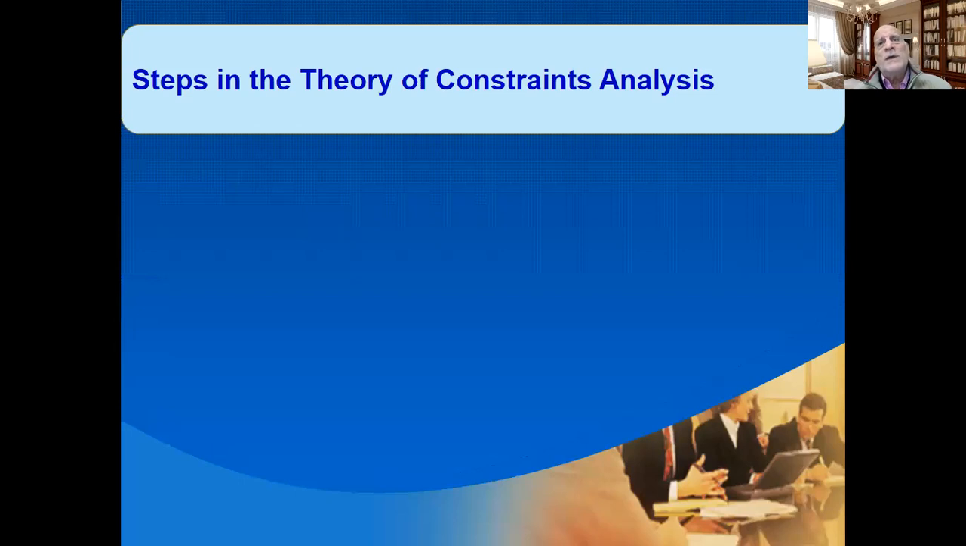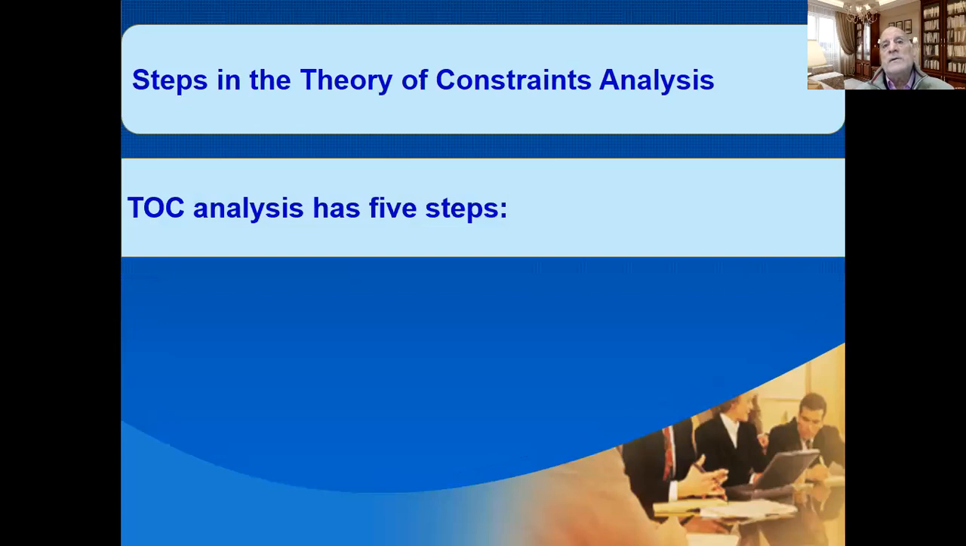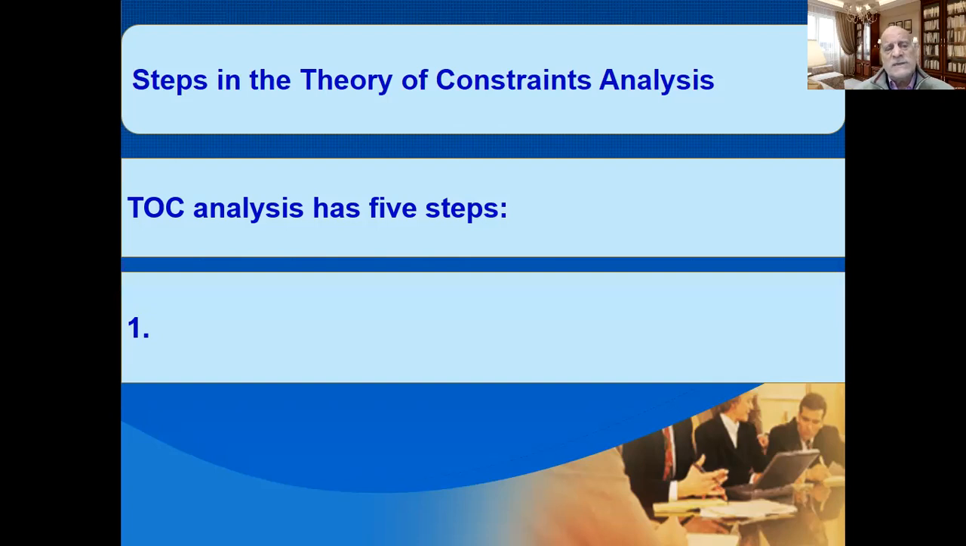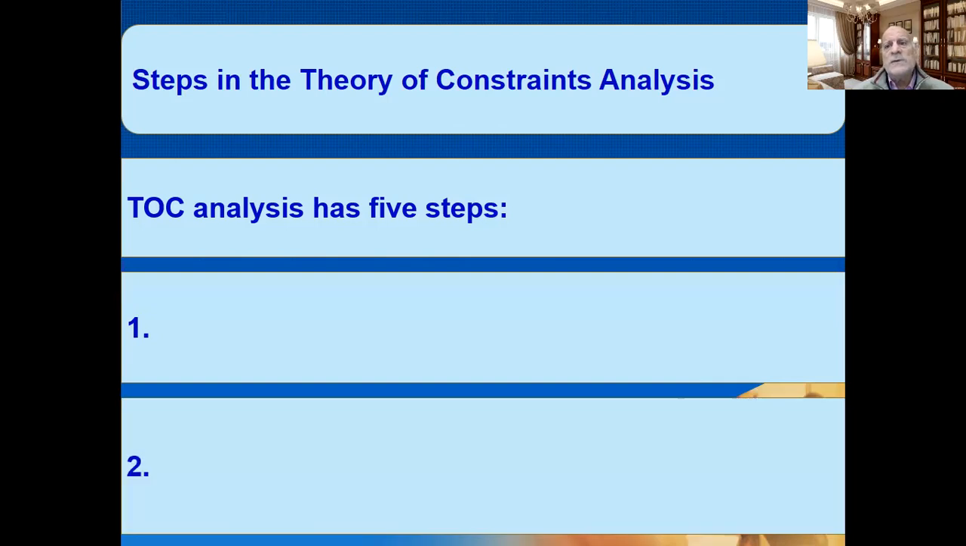Steps in the theory of constraints analysis. What are the steps included in the theory of constraints analysis? Theory of constraints analysis has 5 steps. You first identify the constraint and then determine the most profitable product mix given that constraint.